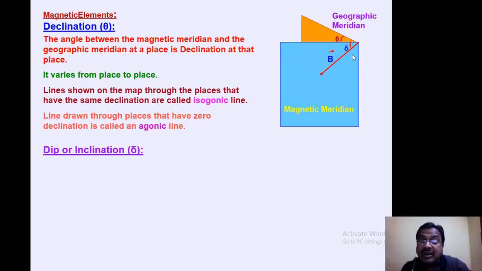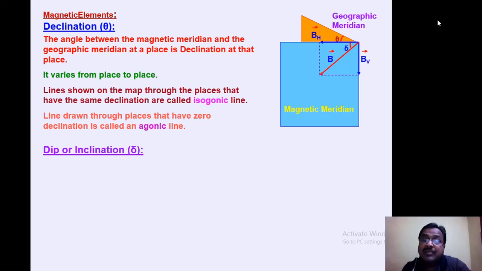Generally, the angle of inclination or magnetic dip that we have told here is the angle delta. It is represented by delta as shown in the figure clearly. You see the angle between the red line and the blue line, it is the angle of dip.